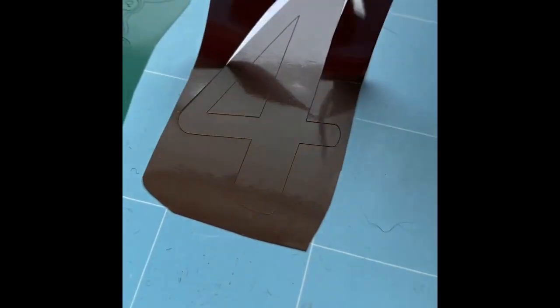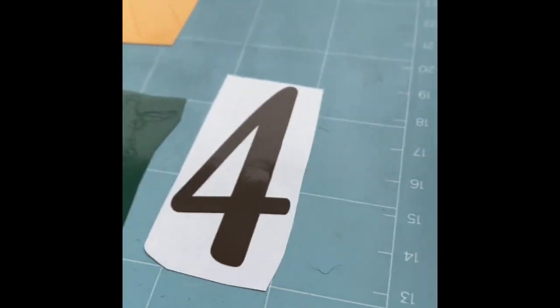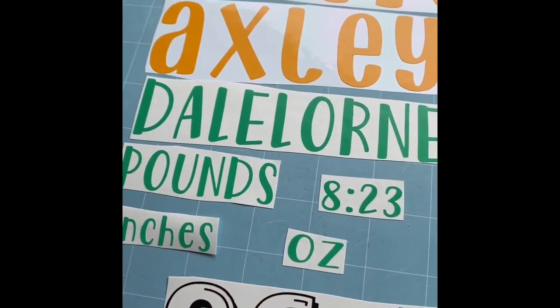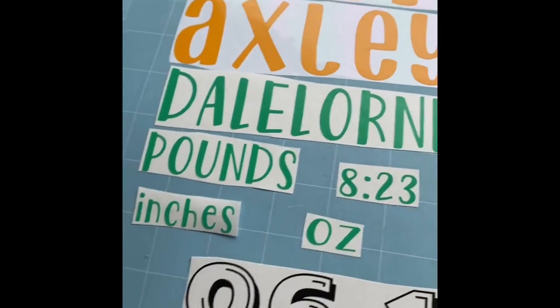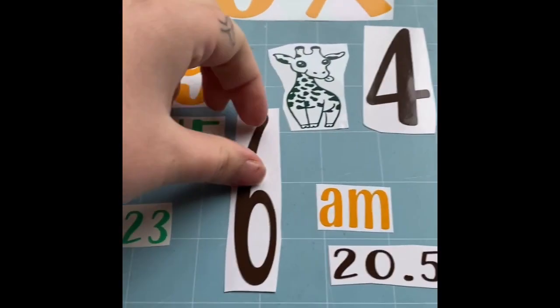I'll do one for you quick here. We'll do this number 4 here. Okay, so I have everything weeded now, and this is what it looks like. That's upside down. That's supposed to be a 9.